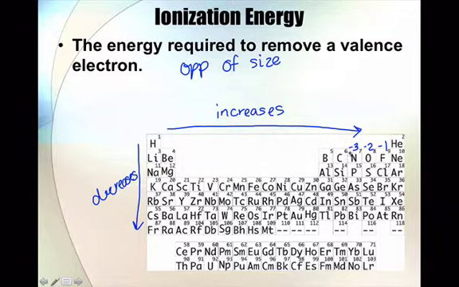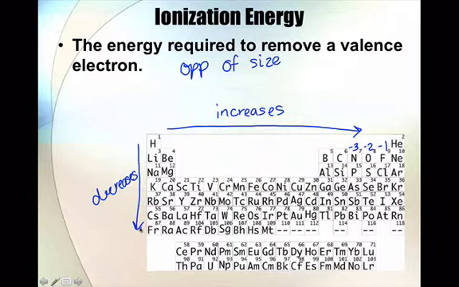So as we're going from left to right, the elements want to gain electrons, they don't want to lose them. So they're going to hang on to those valence electrons even more tightly. And because their size is smaller, it's easier for them to hang on to them.